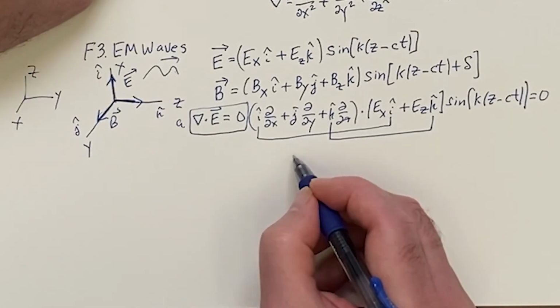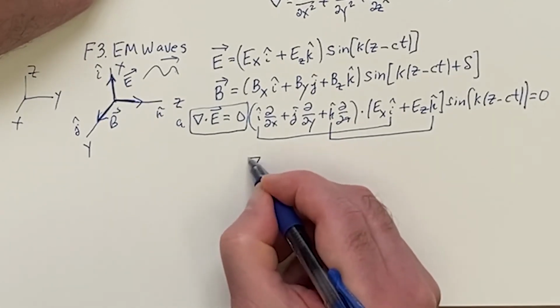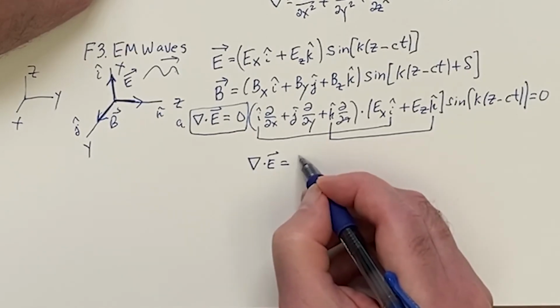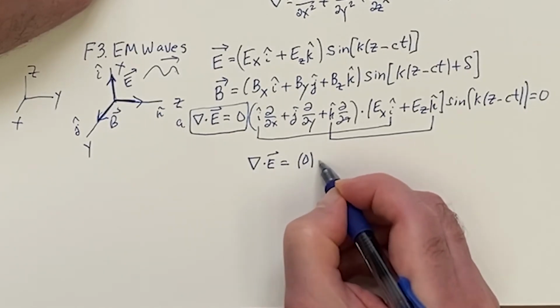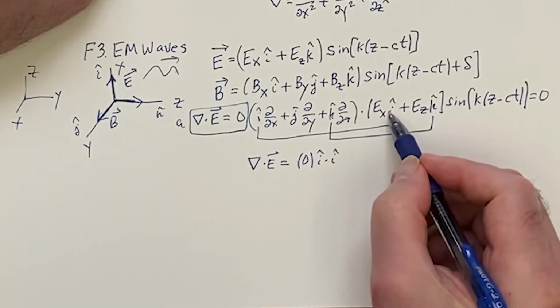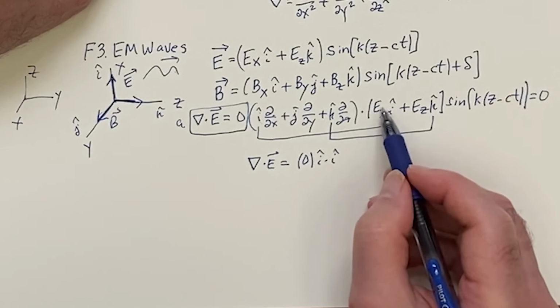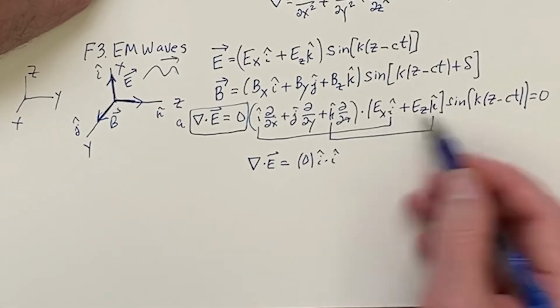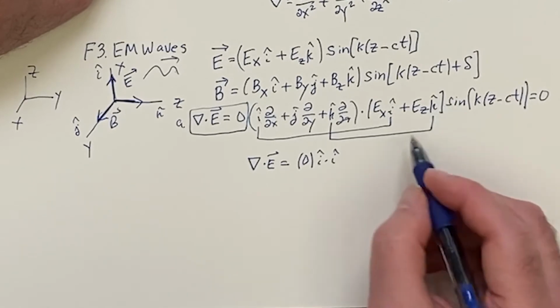So in other words, if we were to work this out, del dot E here, we would get 0 times... when you have the i dot the i, you'll get 1, but then when you take the derivative of Ex with that, it's going to be 0 because there's no x dependence.